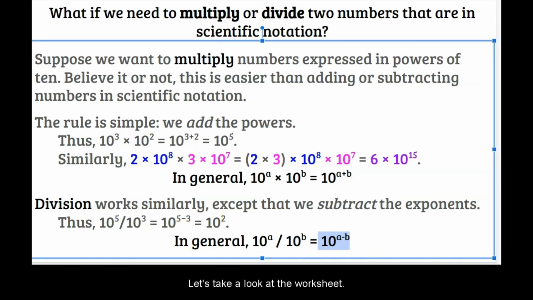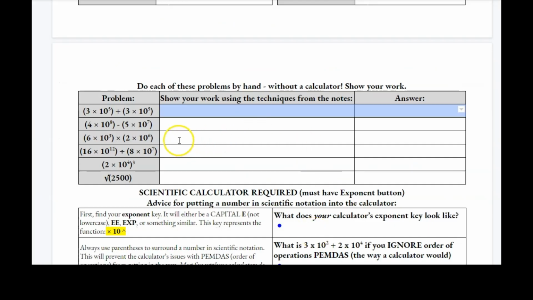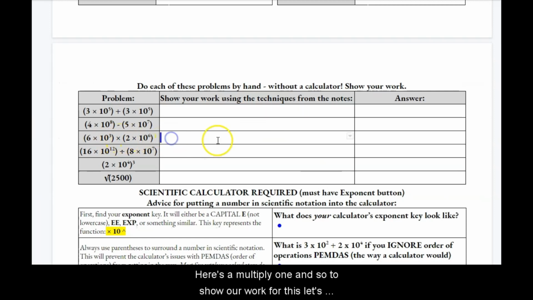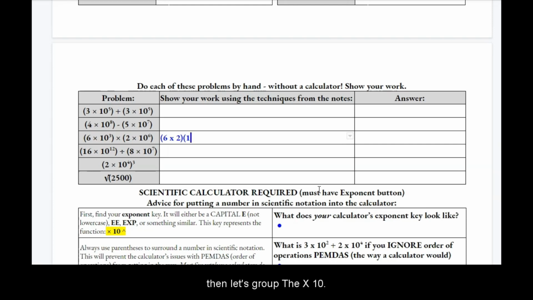Let's take a look at the worksheet. And here's a multiplied one. To show our work for this, let's group the numbers in front. So we have 6 times 2. And then let's group the times 10.